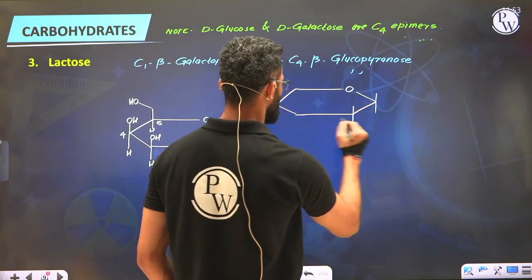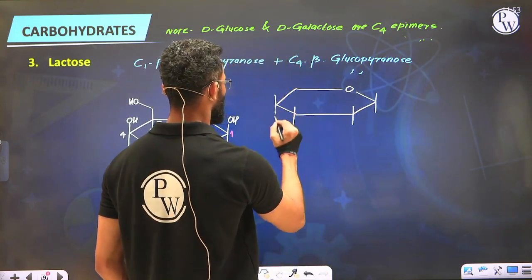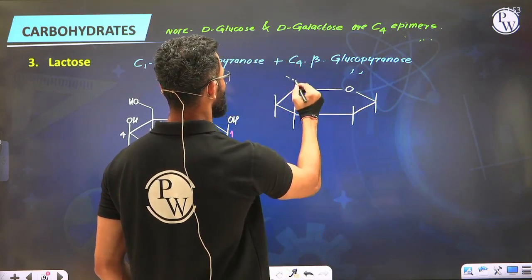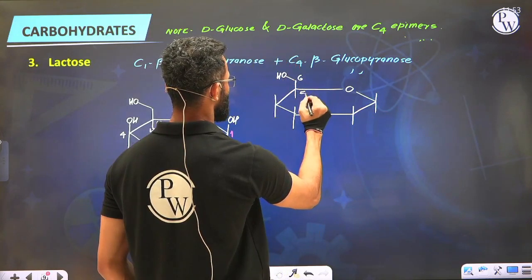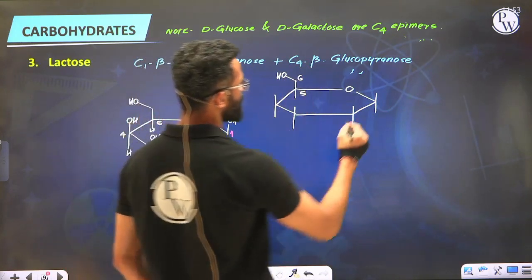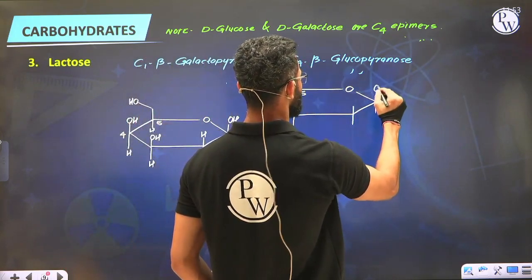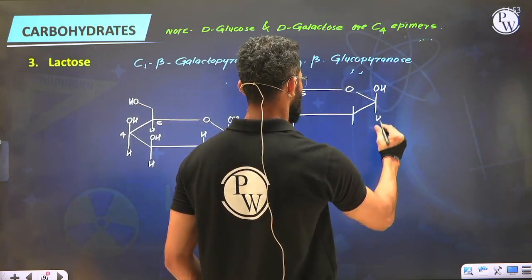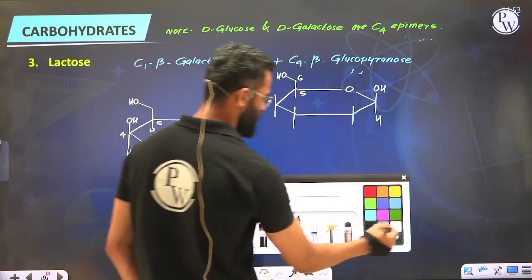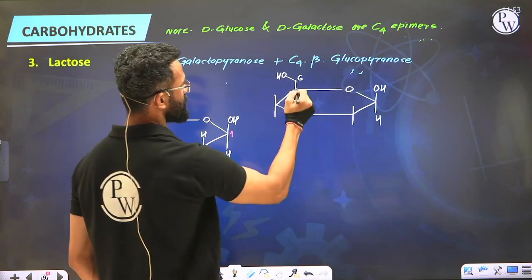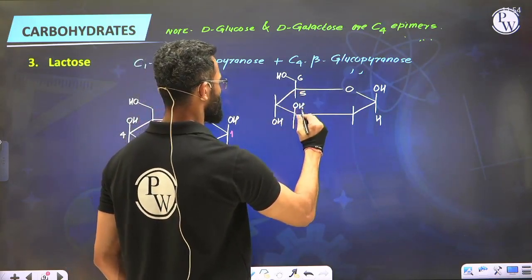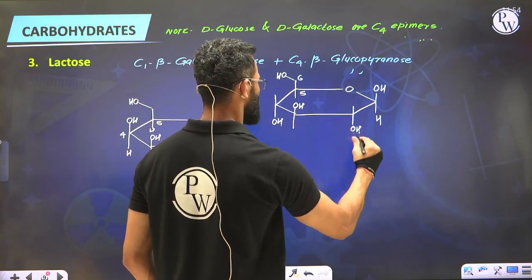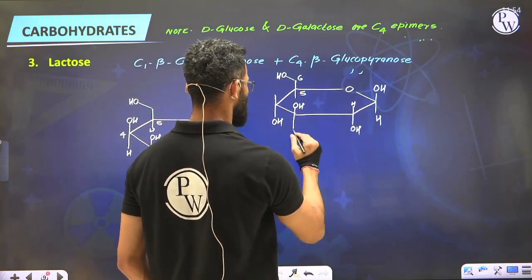1, 2, 3, 4, 5 and 6. Carbon number 6, carbon number 5. Again, beta meaning OH and CH2OH on the same side. That's your H. Now since it is glucose, right, right, left and right. Remaining valencies are just H's.